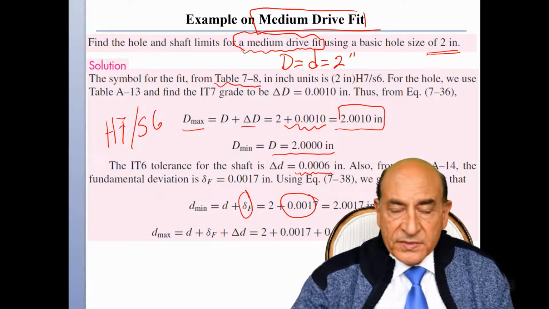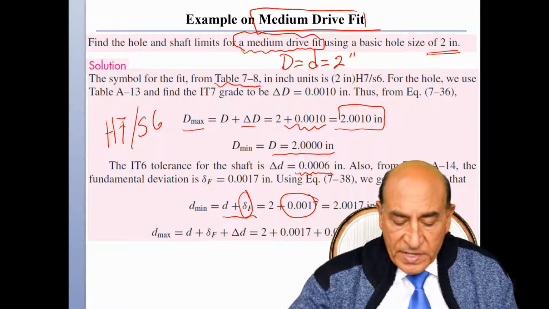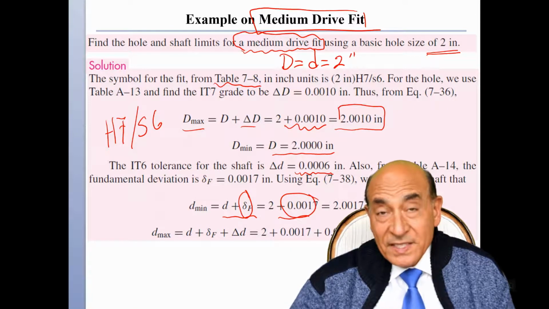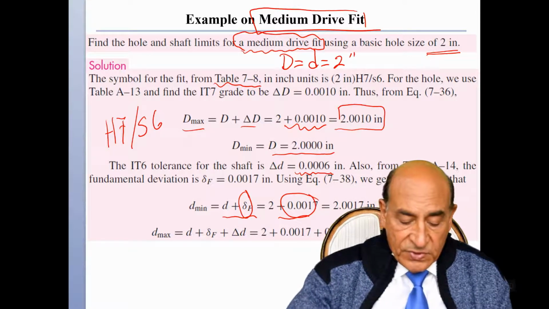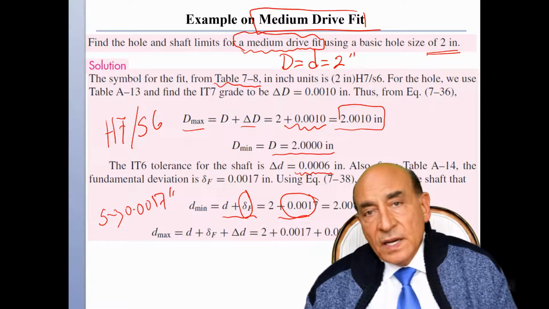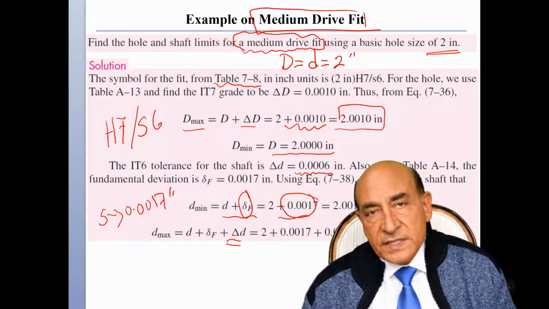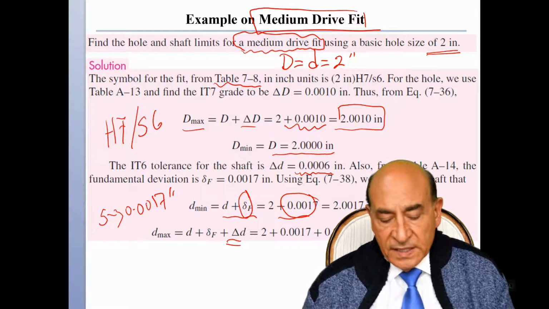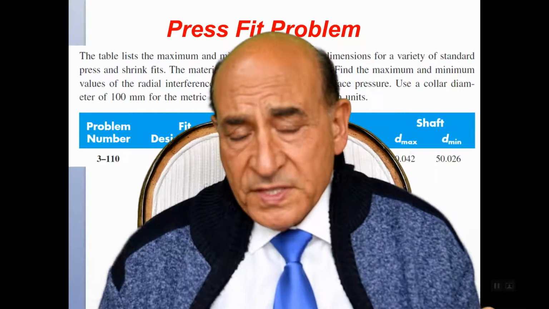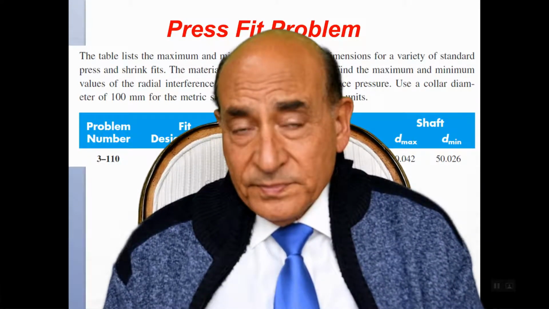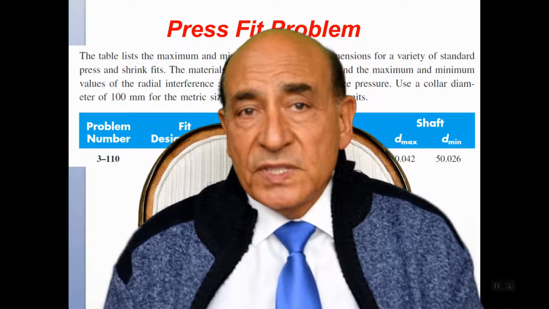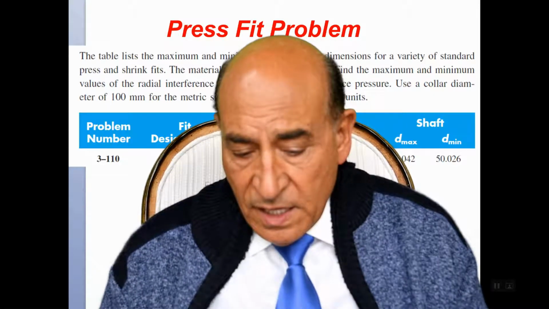Now we turn our attention to the shaft. We're going to go 2 steps. So one step is we add the fundamental deviation that we got for the S, which is 0.0017 inches. And then we step up one more step with the tolerance for the shaft, delta d, we add 0.0006, and that gives us the dry fit. So the medium dry fit will have some internal stress that we will compute later on, but we'll take an example to illustrate how we would compute the interface pressure between the shaft and the hole.